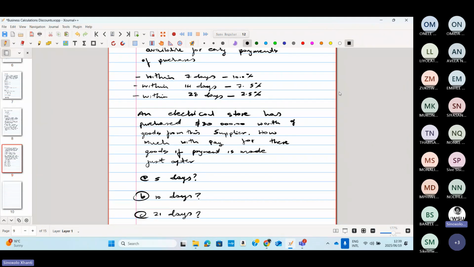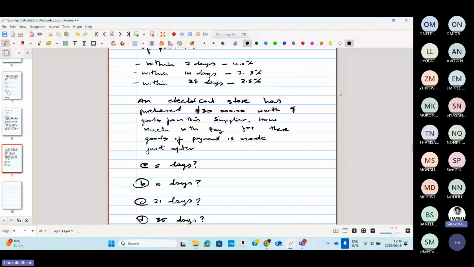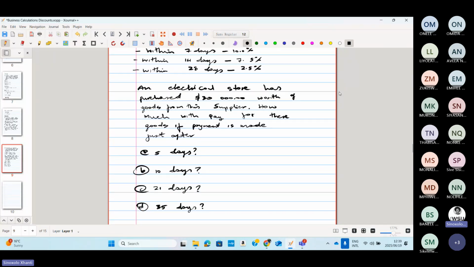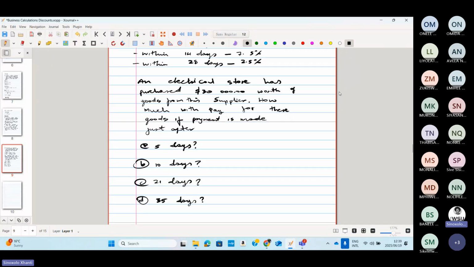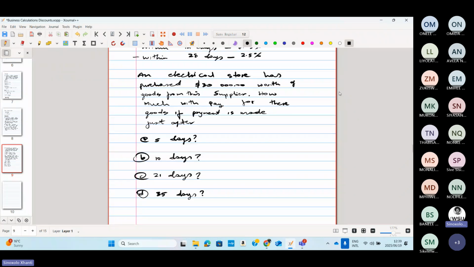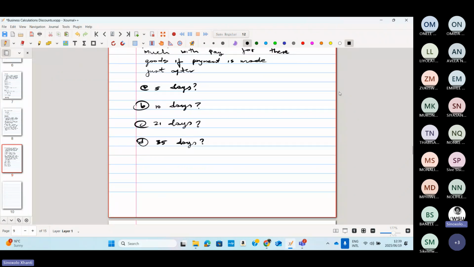An electrical store has purchased $30,000 worth of goods from this supplier. How much will it pay for these goods if payment is made just after 5 days, or just after 10 days, or just after 21 days, or just after 35 days? So these are the questions we had.